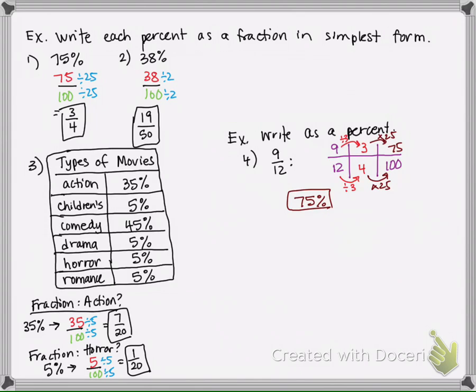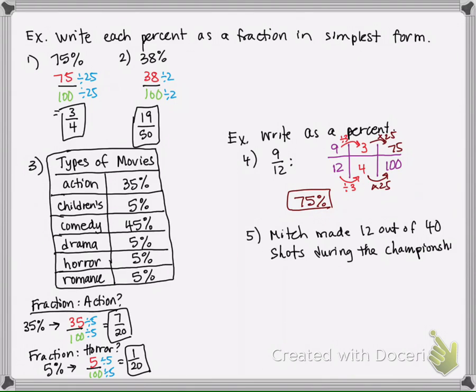Let's say in this one that we've got this guy Mitch made 12 out of 40 shots. Oops, I was going to say shorts. During the championship game. What percent did he make?